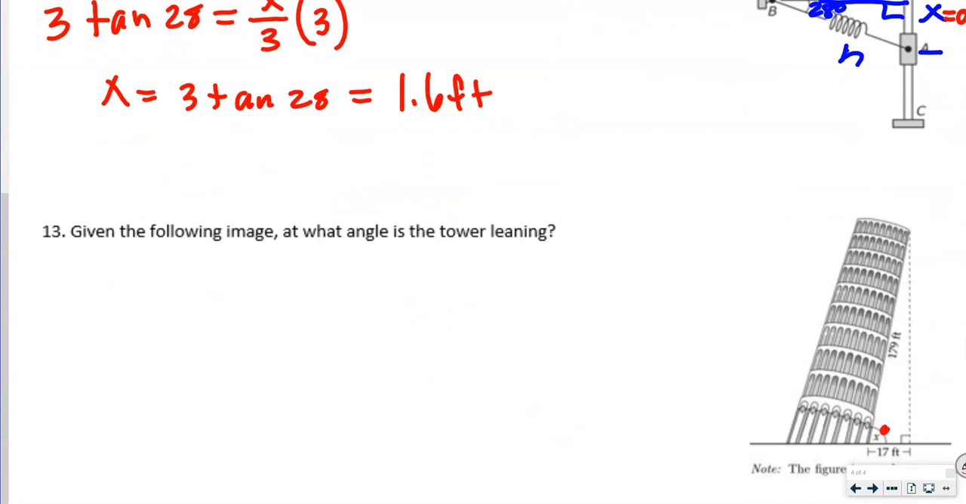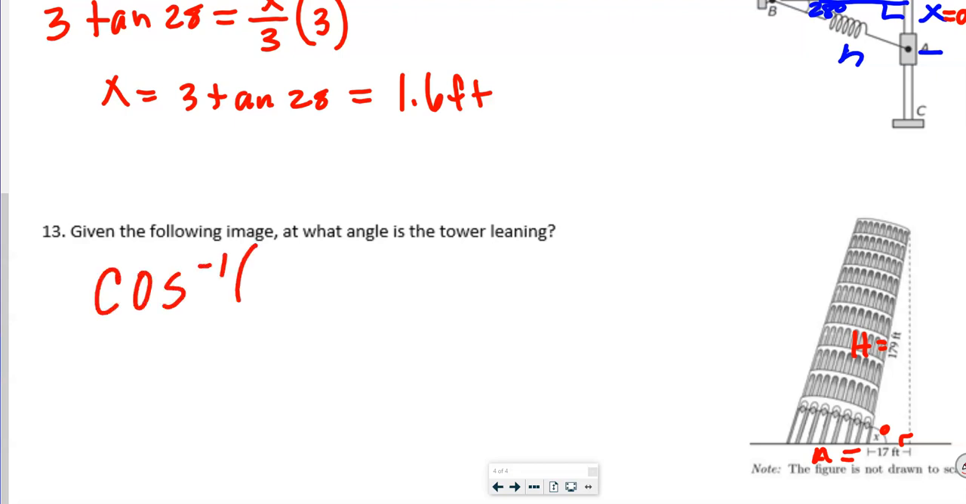Okay? All right, this last one says, given the following image, at what angle is the tower leaning? Okay, so again, this is asking us for this angle down here, right? So remember, we're going to use an inverse if we're looking for angles. So that's a right angle right there. Let me move this out of the way. So that means this is our hypotenuse, right? And this down here would be our adjacent. So what ratio uses adjacent and hypotenuse? That would be cosine. Now remember, we're doing an inverse cosine because we're actually looking for the angle. So the adjacent was 17 and the hypotenuse was 179. So we're just, again, putting this right in the calculator. It's doing all the work for us. And when we do that, we get 84.6 degrees.